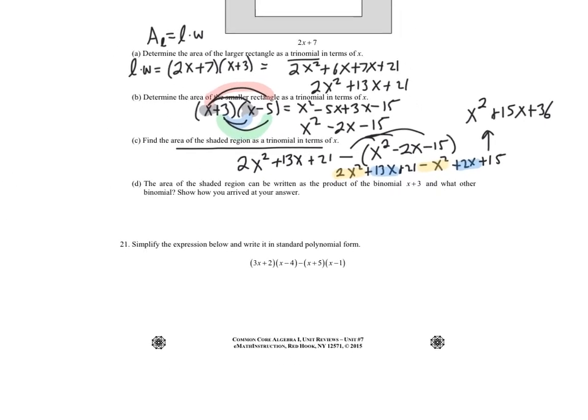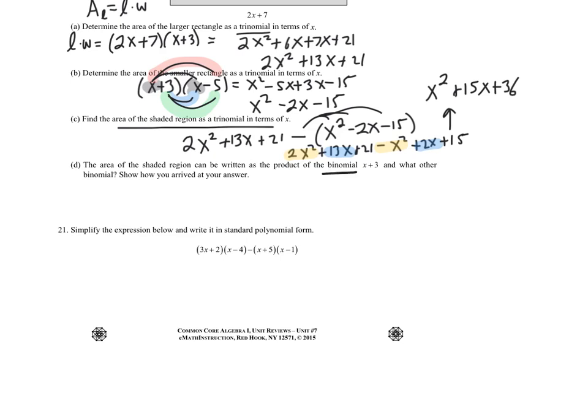Can you give the shaded region in terms of a product of two binomials, x plus 3 and another one? So we write down what we had as a trinomial, x squared plus 15x plus 36, and factor it, but we already have a clue. One of the terms is x plus 3. So what times 3 is equal to 36? That will help us. 12. So we have that term, and that's the answer.